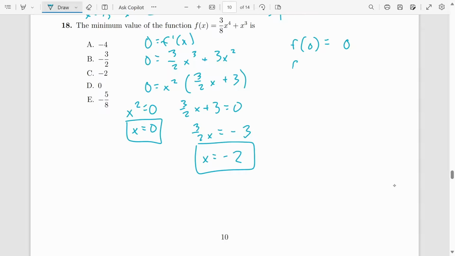f of 0 equals 0 because everything here has an x in it, so no matter what, this is going to equal 0. And then f of negative 2 is going to be, let's see, 3/8 times 16. That's a big number. It's going to be 6, I think, because 16 divided by 8 is 2, and 3 times 2 is 6. And then negative 2 cubed is negative 8, so that's going to be minus 8, which equals negative 2. And since negative 2 is smaller than 0, that means negative 2 is the minimum value, so C.